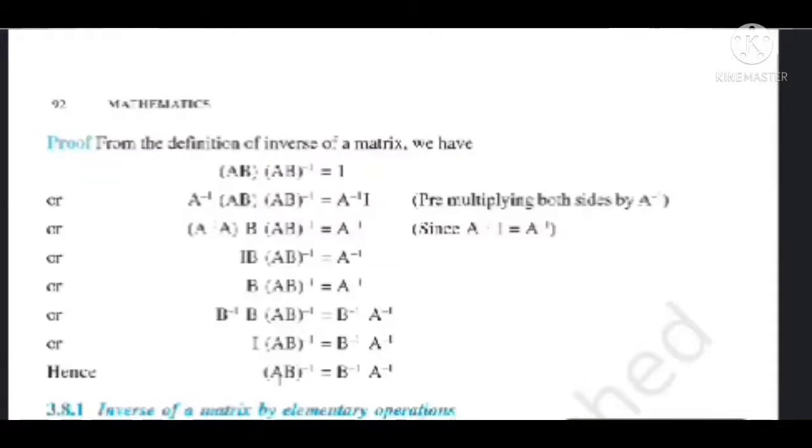This proof is very important. In the exam also you will get this type of proof. So please try to understand the steps, how to do this, how to apply the identity matrix, and what the rule of the identity matrix is. You try to understand. Okay, am I clear to you?